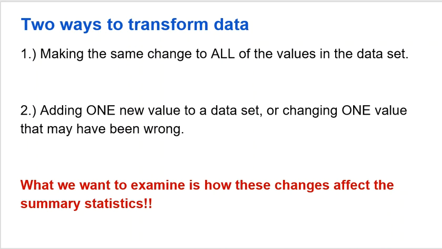Maybe you made a mistake. Maybe your scale was off and you're like, oh, I've got to add 5 pounds to all the weights. Or who knows, maybe it's a test and you want to give a bonus point. Or maybe it's a test and you want it to be worth double the points, so you multiply by 2.